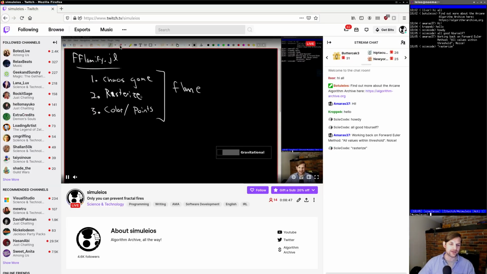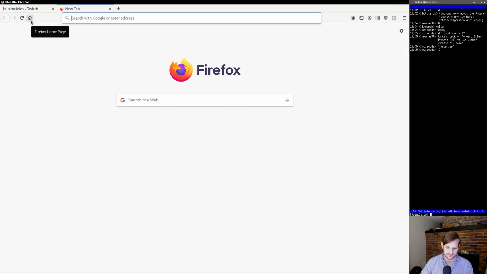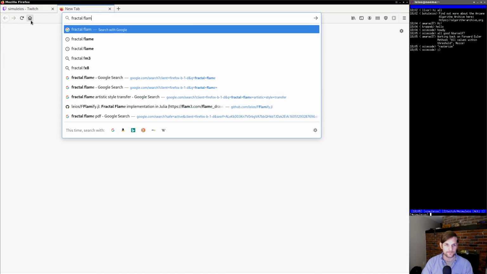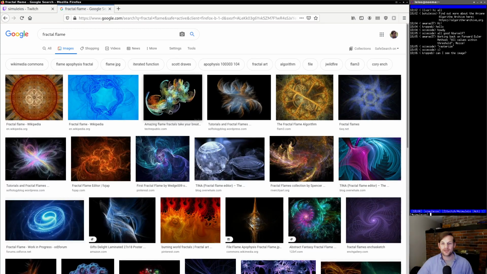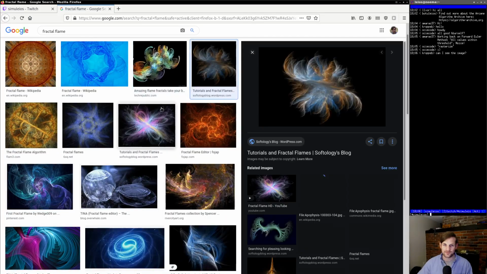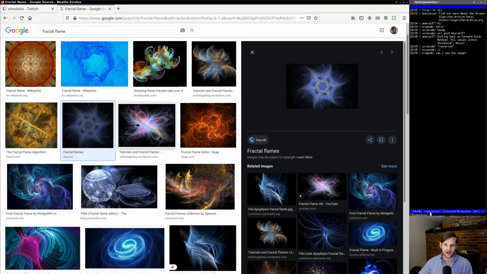Okay, so what is a fractal flame? Let's go over here and look for fractal flame, and go to images. A fractal flame is a combination of different iterated function fractals, and it just looks something like this. We're going to be working with things like this in the future. Hopefully on today's stream, we'll get a basic flame going. And then maybe tomorrow and the next day, we'll start adding in all of the details that we need.